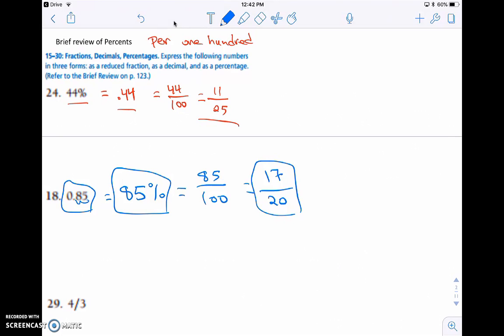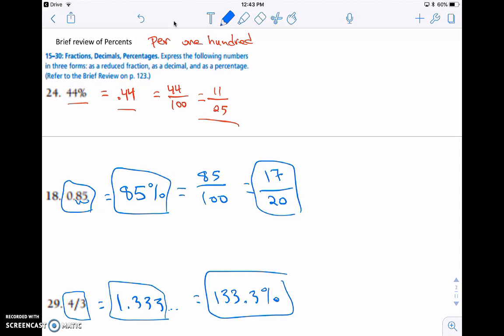Okay, last, if we start with a fraction, 4/3. Hopefully you can see 4/3 is bigger than 1. So this is more than 100%. The decimal is 1.333, and that just keeps on going. As a percent, again, you move the decimal place 2 places to the right. So this is 133.3%. When you see a fraction that's greater than 1, you're going to have a percentage that is greater than 100%, because 1 is 100%. So there are your 3 representations.